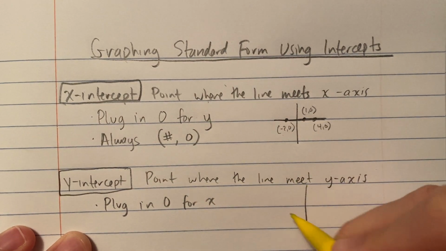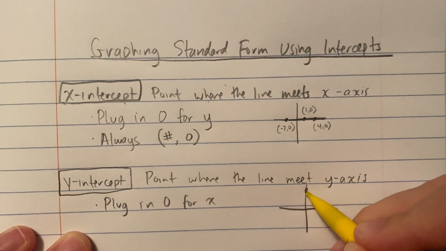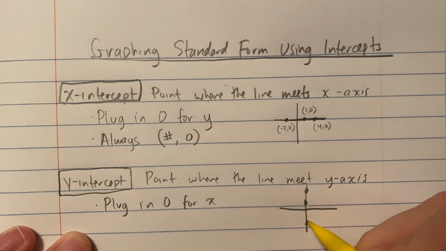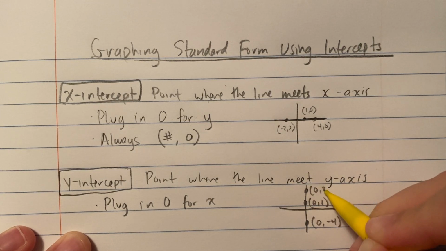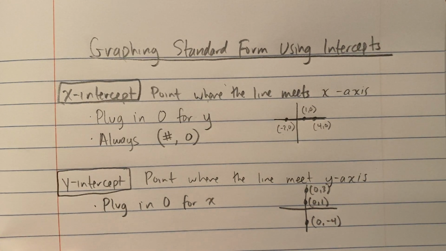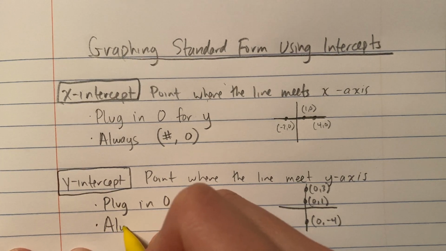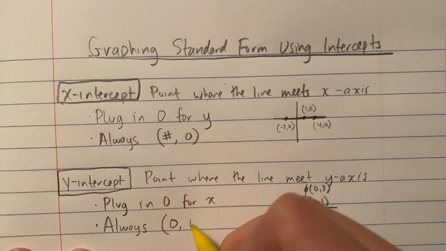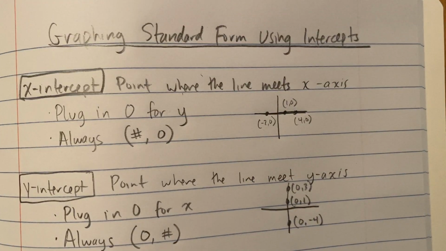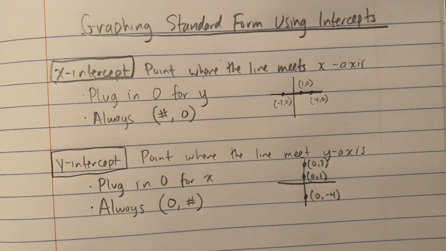Why? Because any point that's on the y-axis, think about all these points, right? This could be 0, -4. This could be 0, 1. This could be 0, 3. Notice the x value is always 0. So the y-intercept is always 0 for the x value, comma, a number. Okay? So that's what these intercepts are.